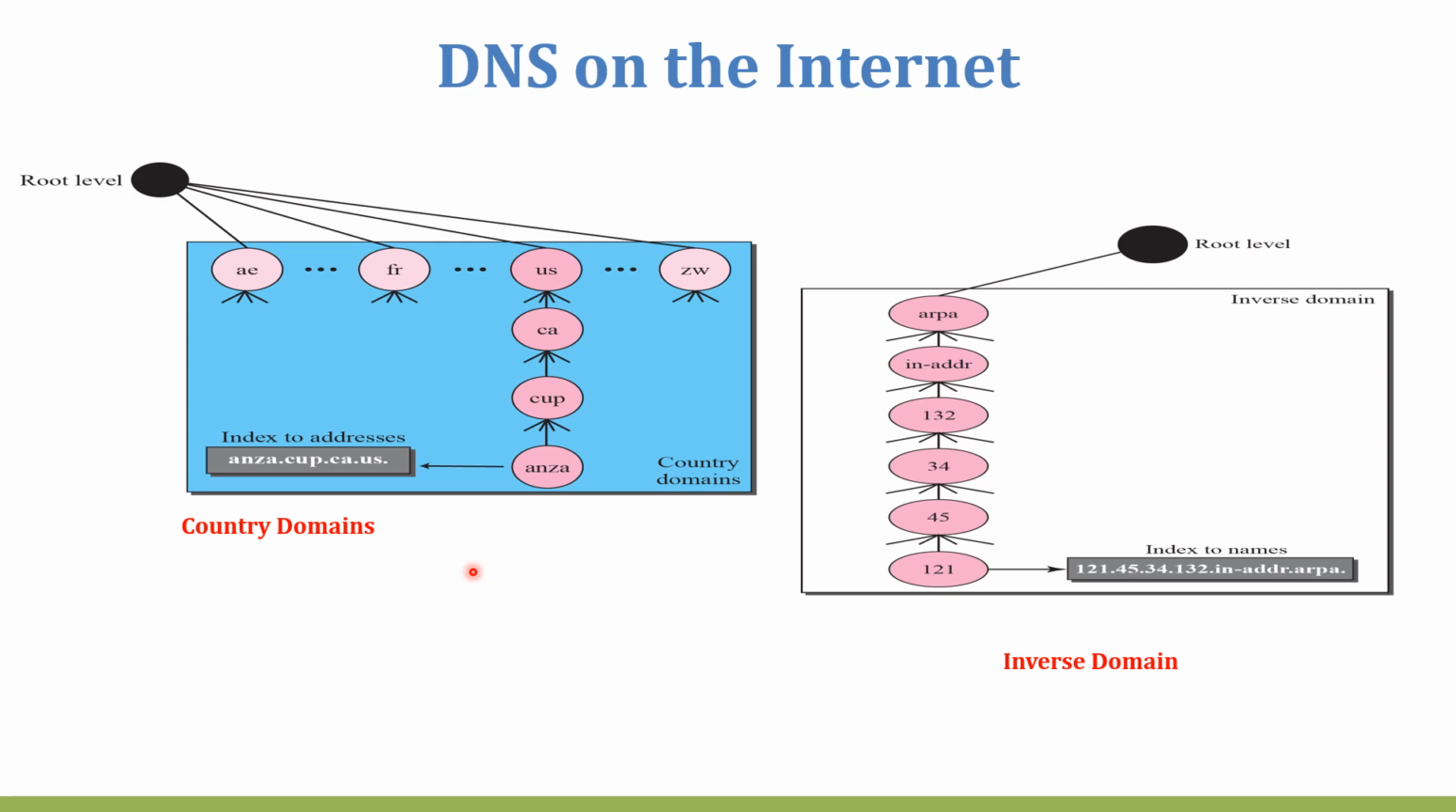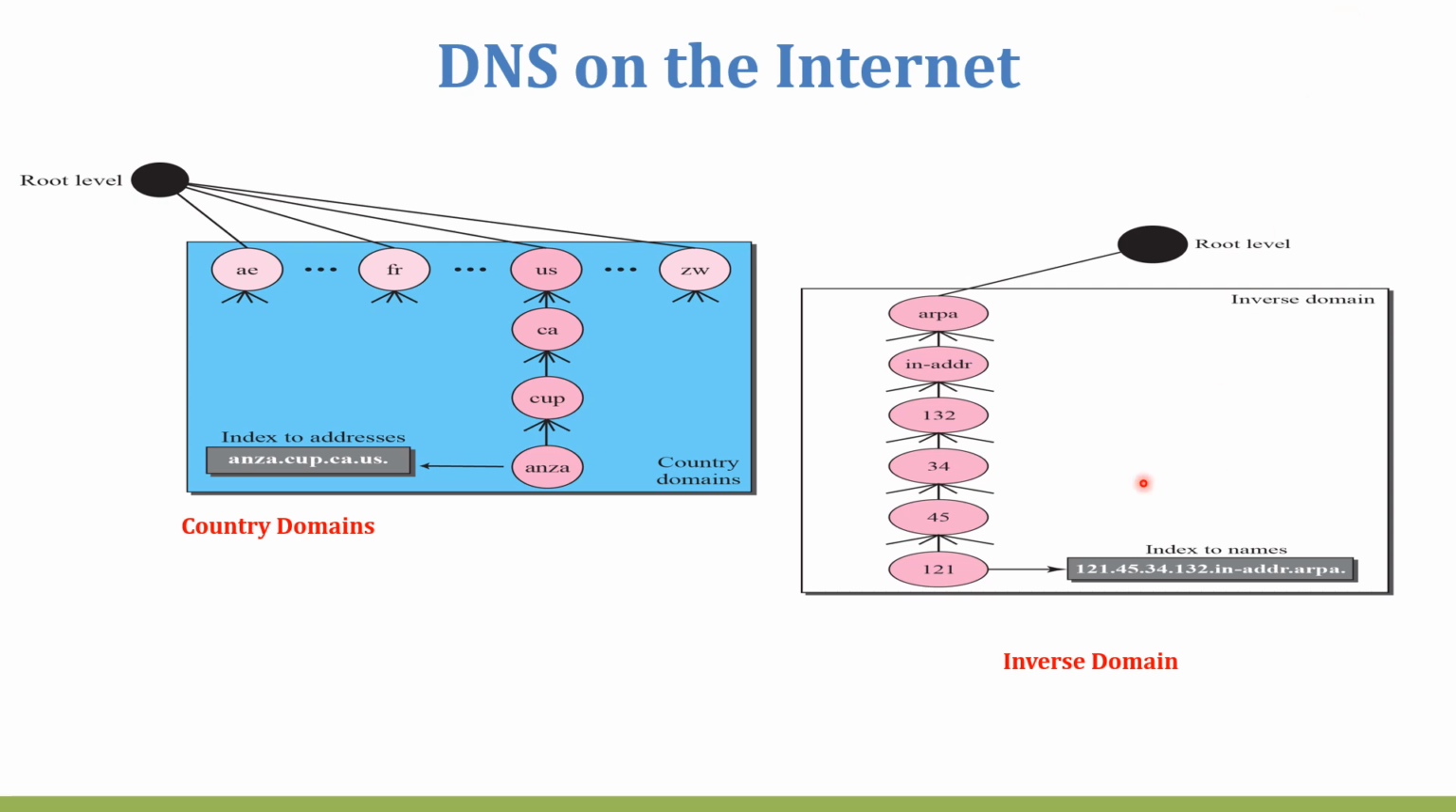Country domains use two-character country abbreviations. For example, US for United States. The second label can be organizational, or it can be a more specific national designation. Example, ca.us.